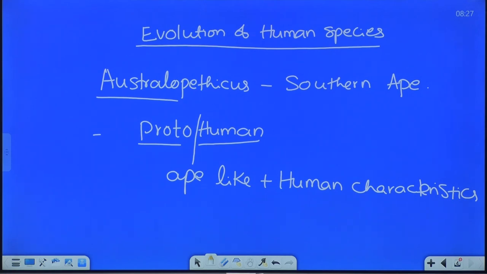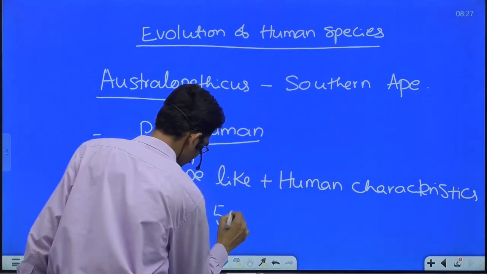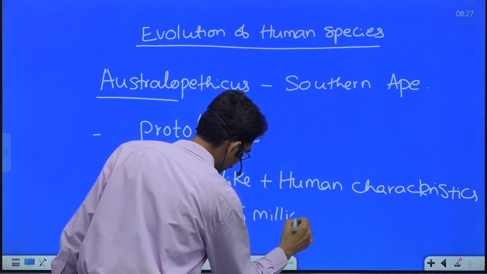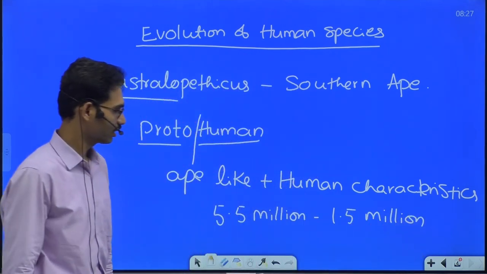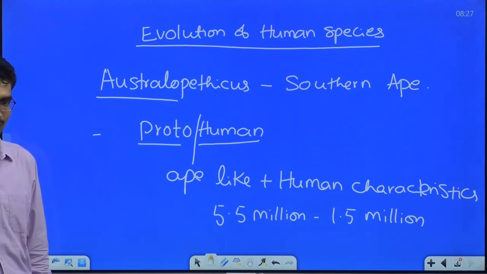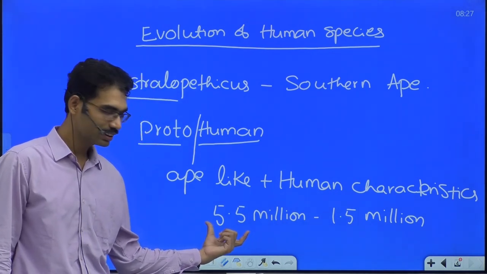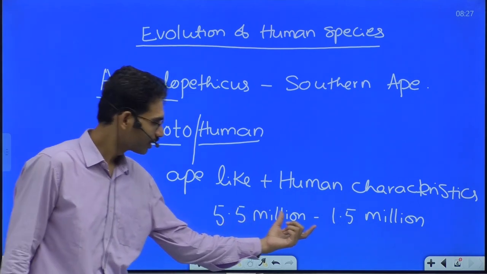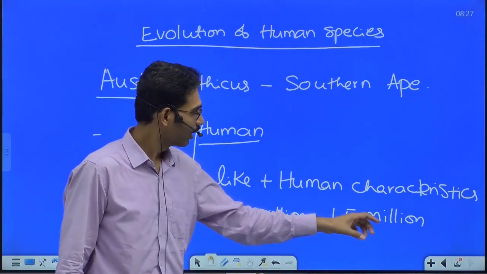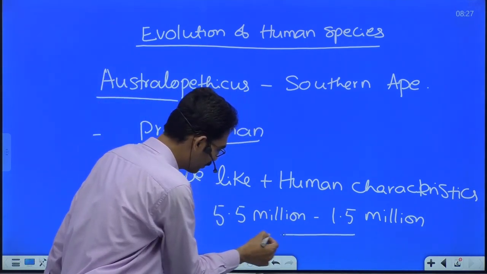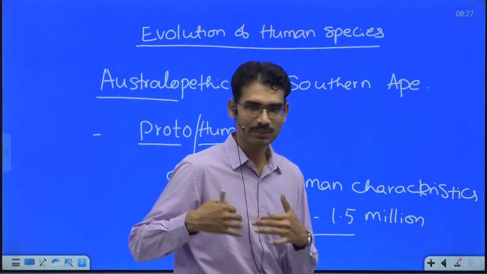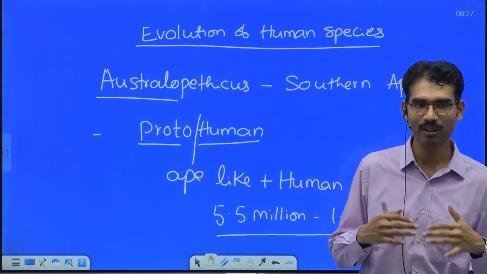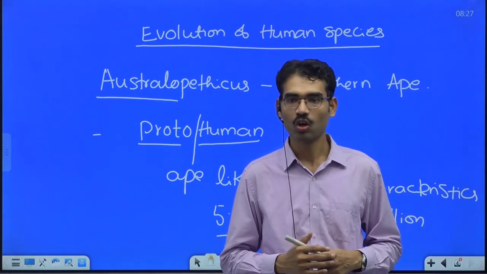If you see the time period, this is 5.5 million to 1.5 million. Million means how many lakh years ago? This is 55 lakh to 15 lakh years. And this is the time period. During this time period, we were evolving. And in fact, the present day human species, any idea what is the name of the present day human species? Homo sapiens sapiens.